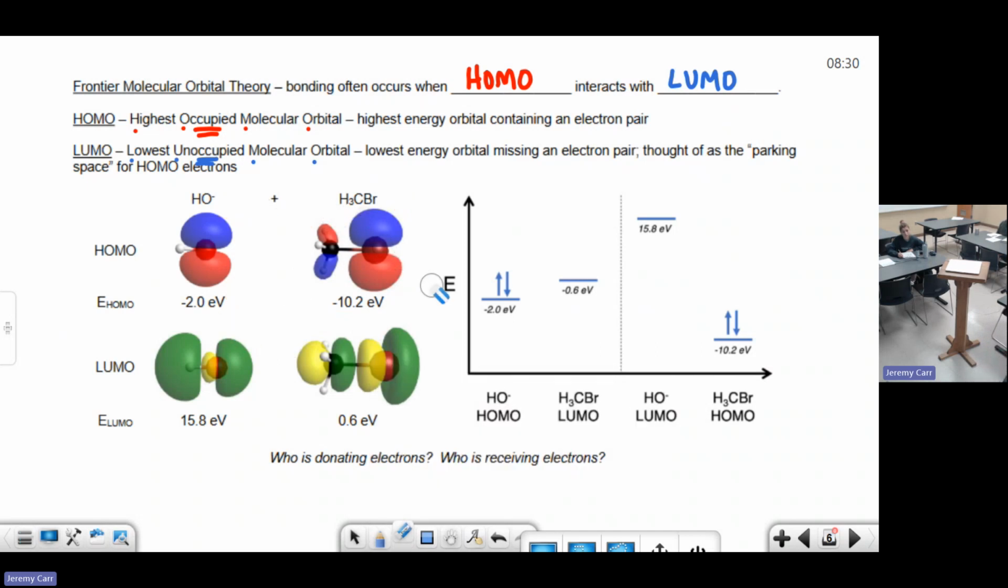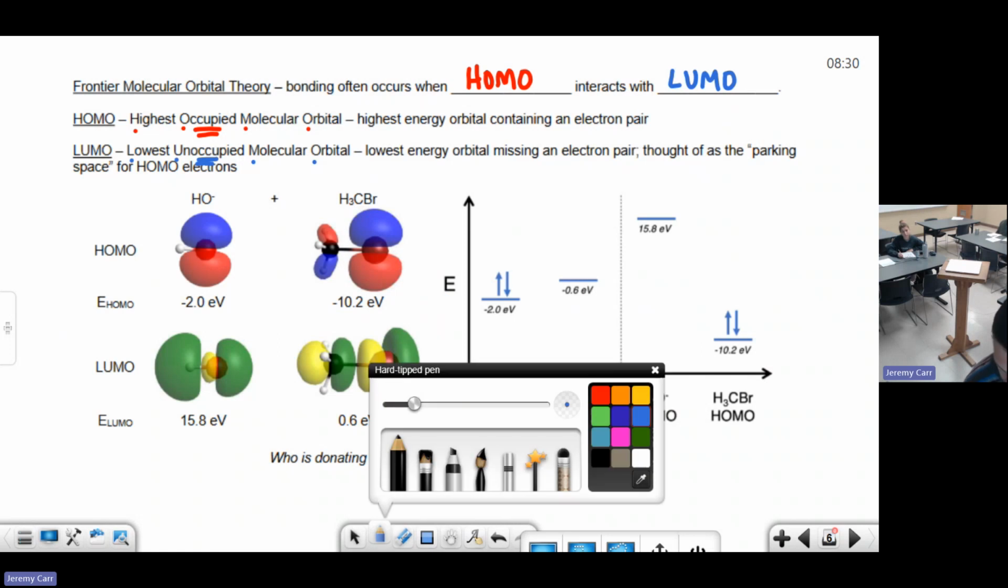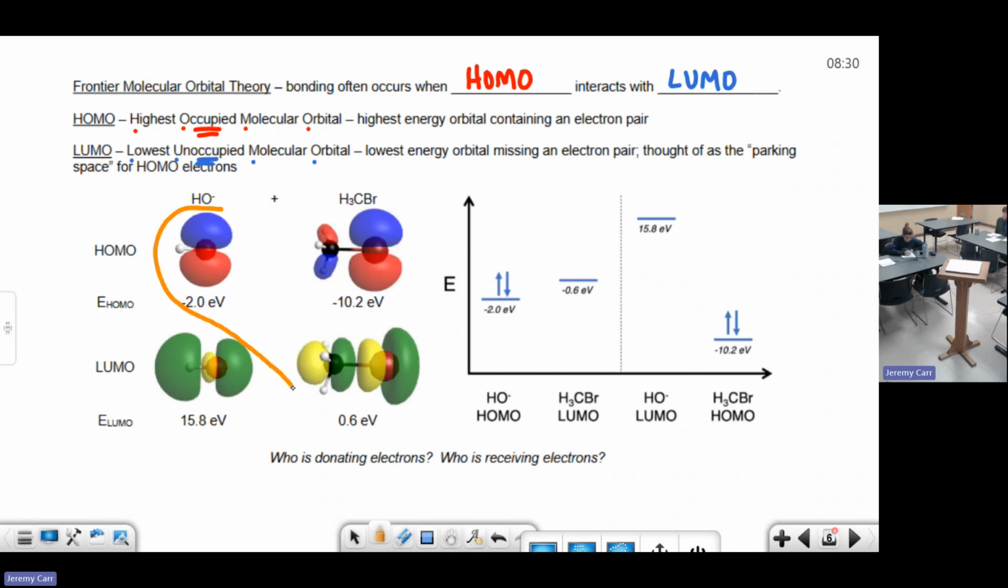Our first example that we're going to take a look at is, let's say hypothetically, we take this HOMO and we react it with this LUMO. What's going to happen? Well, let's look at the energetics of what's going on over here. So this is the hydroxide HOMO reacting with the methyl bromide LUMO. And so if we plot the two energy values, you notice here you have your two. This is your lone pair of electrons right there.